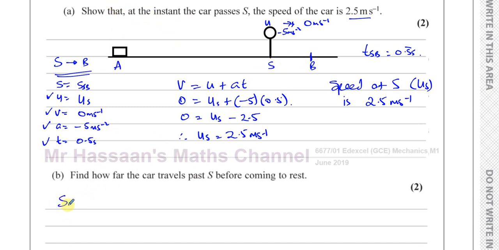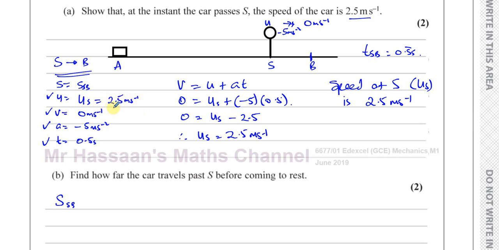We have to find what SB is, the distance between S and B, the stop sign and where it comes to rest. Let me write that a bit neater. We can use this information here because this is between S and B. I can think about which equation to use, because now we have, in fact, more information than we actually need.